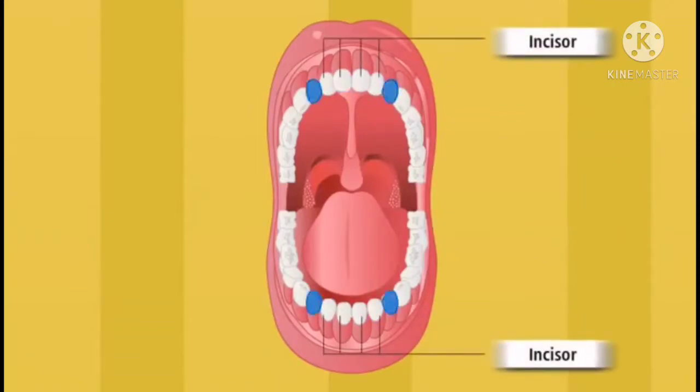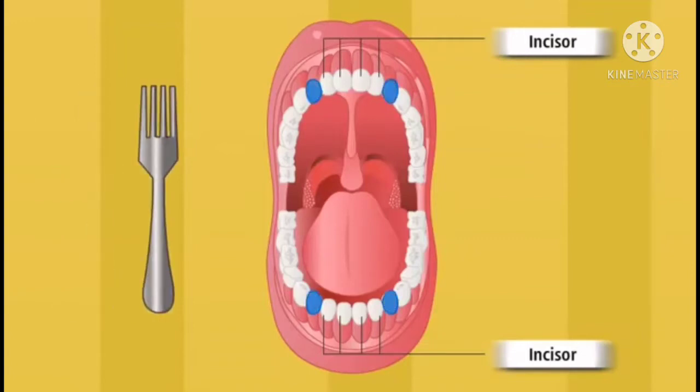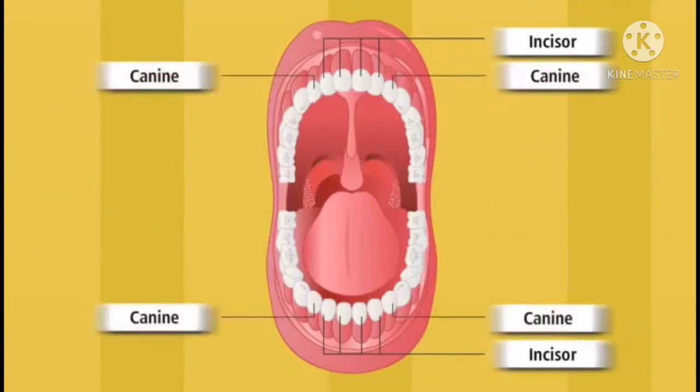Next is canines. Canines are present on either side of flat teeth. They are used for tearing the food. They are like a fork which is used to tear the food, and there are four canines in total, two in the upper jaw and two in the lower jaw.